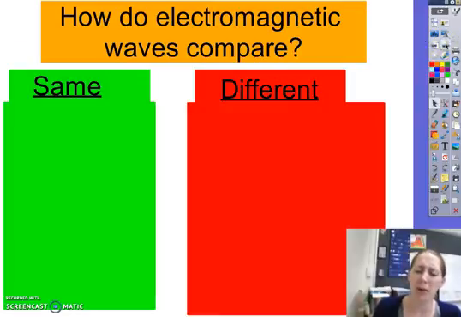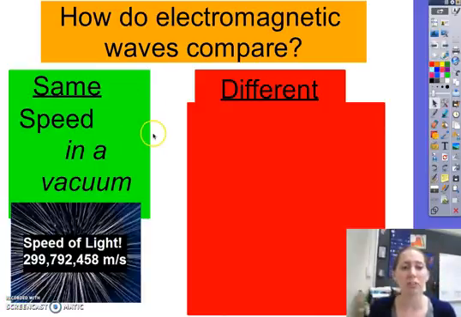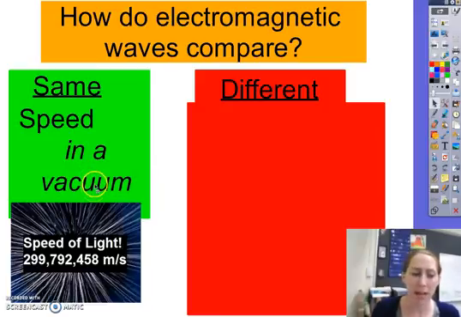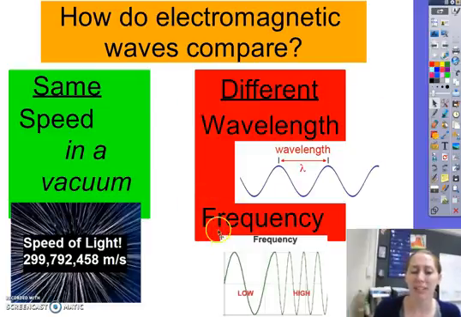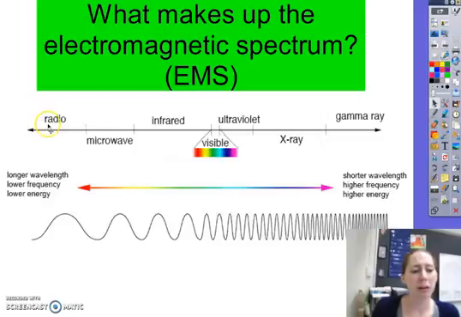So let's look a little bit more about these waves. How do they compare to each other? Something that's the same between all electromagnetic waves is their speed. When they're in a vacuum, meaning like space where there's no matter, they travel at the speed of light, all of them. Radio waves, microwaves, infrared radiation, gamma rays, X-rays, all the speed of light. What's different between all of those ones that I just rattled off is their wavelength and their frequency. And we're going to look at that a bit more as we look more into what makes up our electromagnetic spectrum. So here we have radio waves, microwave, infrared radiation, visible light, ultraviolet, X-rays, and gamma rays.